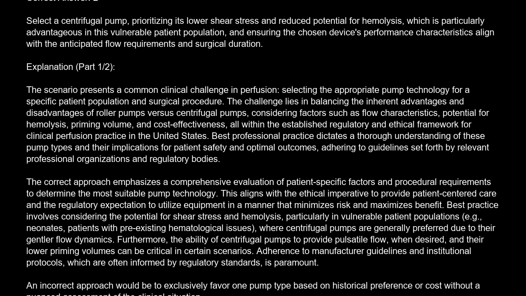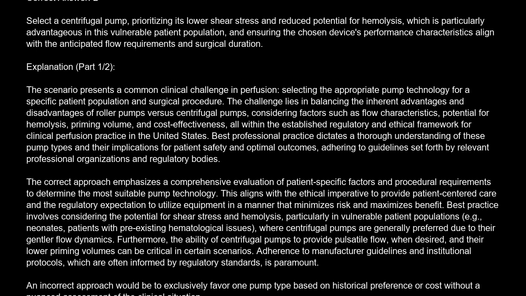Explanation. The scenario presents a common clinical challenge in perfusion, selecting the appropriate pump technology for a specific patient population and surgical procedure. The challenge lies in balancing the inherent advantages and disadvantages of roller pumps versus centrifugal pumps, considering factors such as flow characteristics, potential for hemolysis, priming volume, and cost-effectiveness, all within the established regulatory and ethical framework for clinical perfusion practice in the United States.